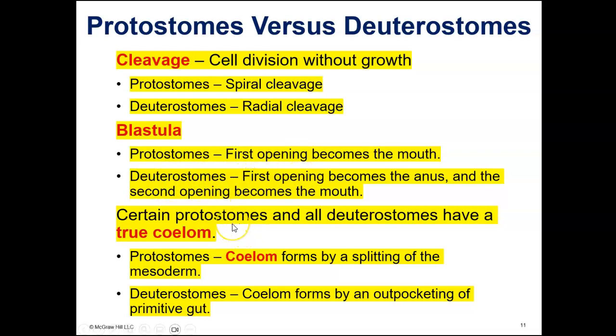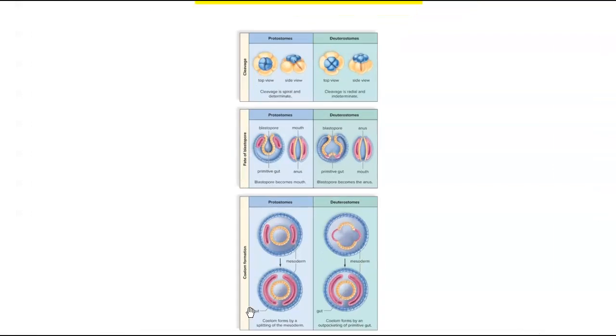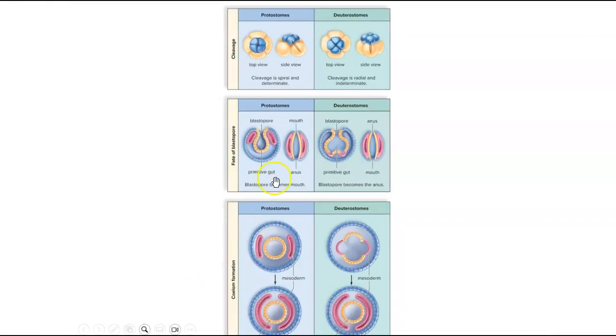And some protostomes, and all deuterostomes, have a body cavity called a coelom. In protostomes, the coelom forms by splitting of the mesoderm tissue, and in deuterostomes, the coelom forms by an outpocketing of the primitive gut. So let's look at some pictures so that you can see what I'm talking about, because that was a lot of information.